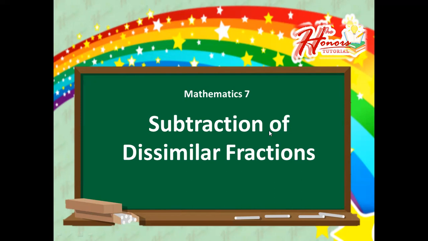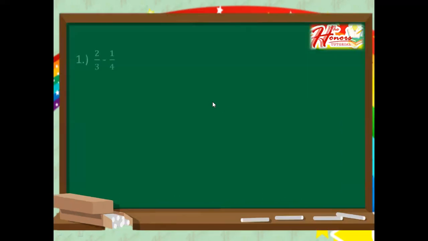Our topic for today is about subtraction of dissimilar fractions, and this is under Mathematics 7. Let's have our example number 1. So we have here 2 over 3 minus 1/4. So how are we going to solve for this? Just use the butterfly method. I will show you how.